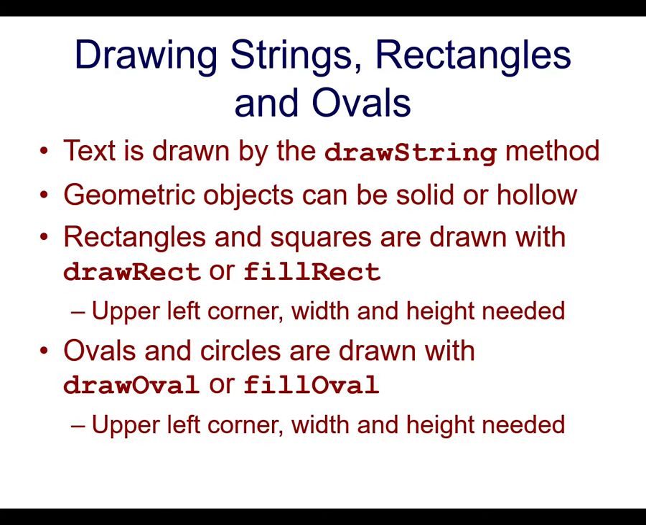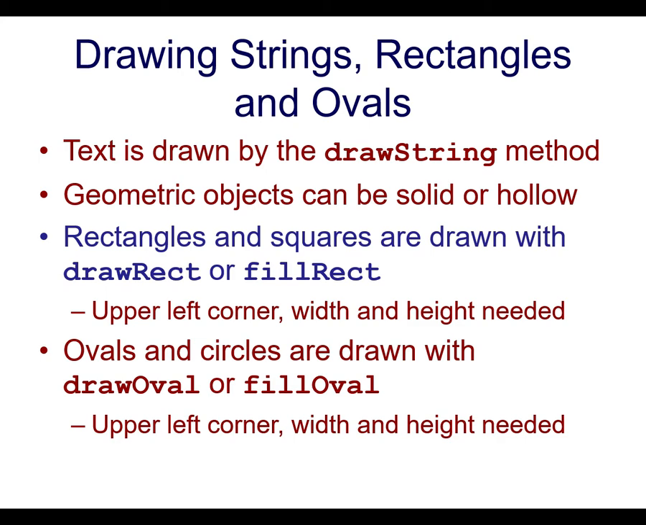Next, let's examine a few of the commonly used methods in the Graphics class. Text is drawn by the drawString method. The information that must be supplied to this method is the string to be drawn together with the coordinates of the upper left corner of the position where it should be drawn. Most geometric objects can be drawn as solid objects or hollow objects. With hollow objects, only the outline of the object is drawn.